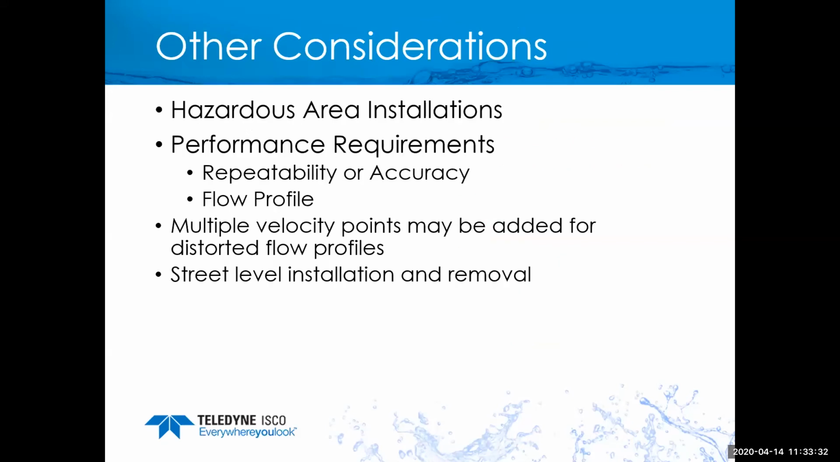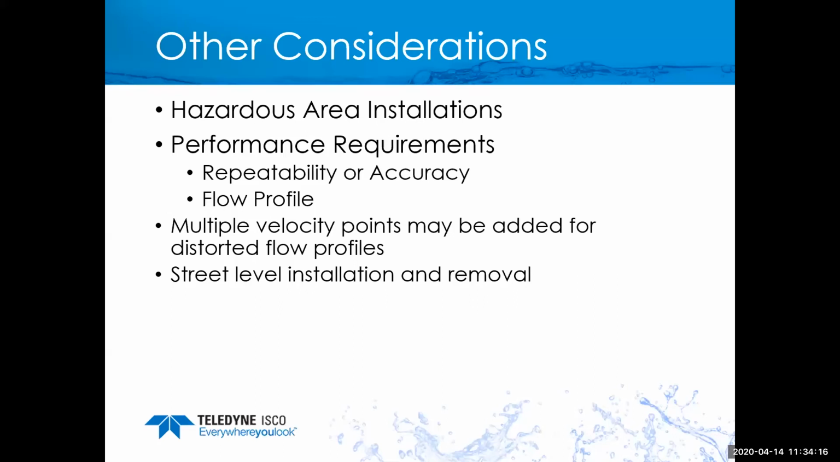Now, what are some other considerations? You need to determine if it's a hazardous area installation. If it is, you need to pick the appropriate intrinsically safe rated sensor for your application. What are your performance requirements? Is it repeatability or accuracy? With repeatability, we want to make sure that every time the level goes to say 6 inches, we get a repeatable flow rate and velocity. It goes to 1 foot. Again, we're looking for the repeatability, possibly for flow pacing or dosing. Now the accuracy, that's going to be more for billing applications. So you want to find the most accurate flow meter for your particular application.